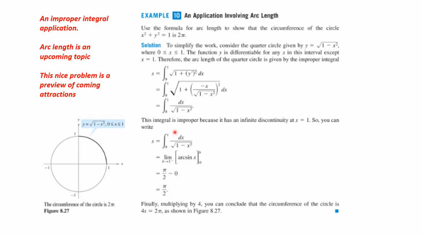Now we're going from 0 to 1. That's just 1/4 of the circle. So you multiply this by 4, and you get that the total circumference of the circle is 2 pi, and that's the same thing as 2 pi r.